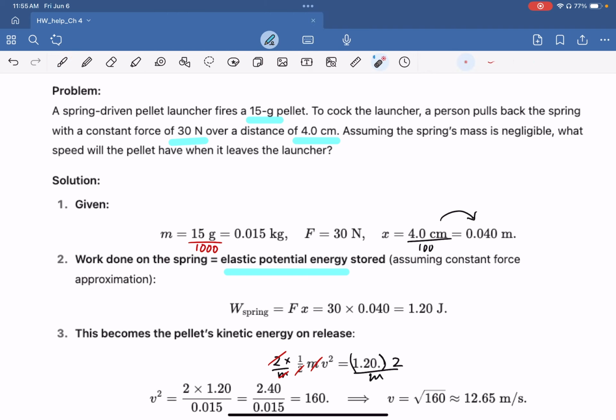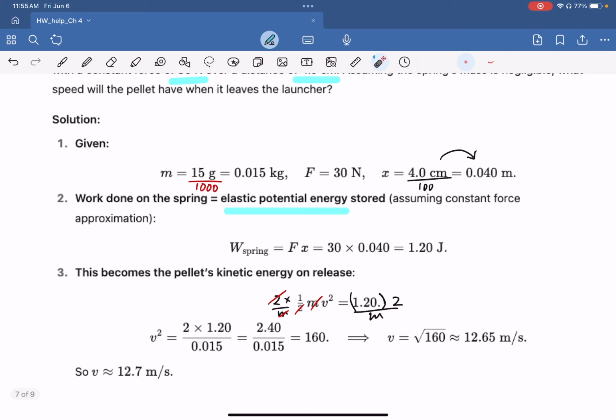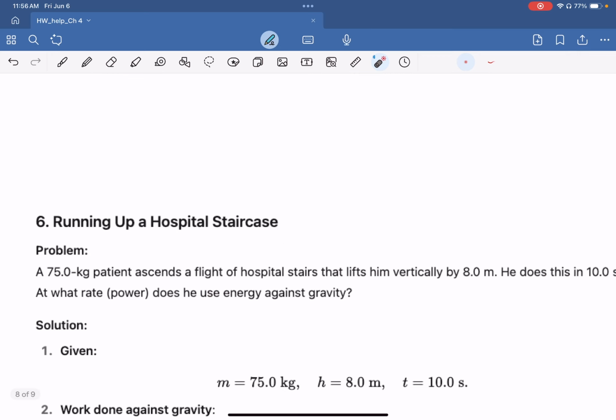And then that comes out to be 160. But remember that it's the square of the velocity. So take square root on both sides. And they'll give you 12.65 meter per second. And since there are only 3 significant figures here, you have to round it up to 12.7. So it only has 3 significant figures instead of 4. Let's go to the next.